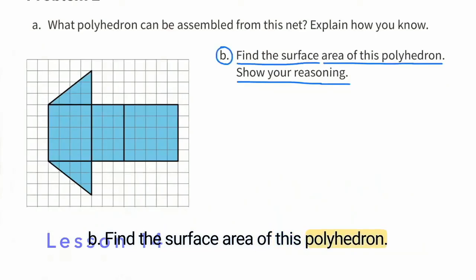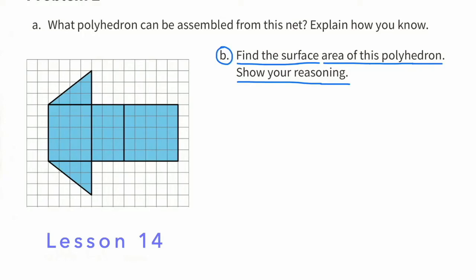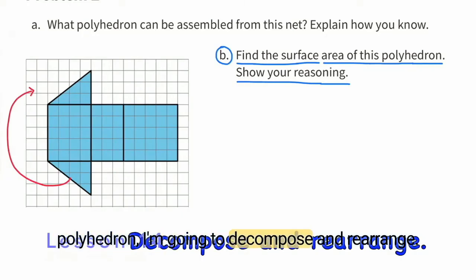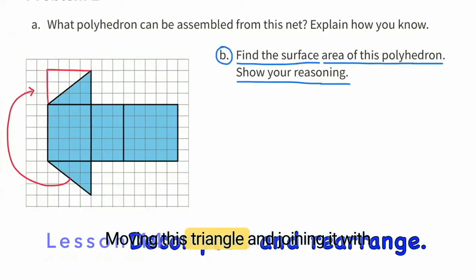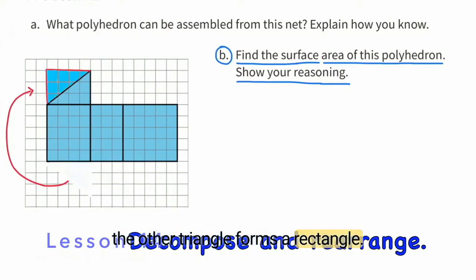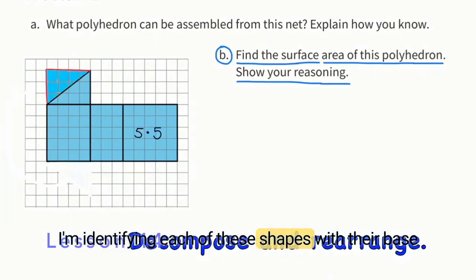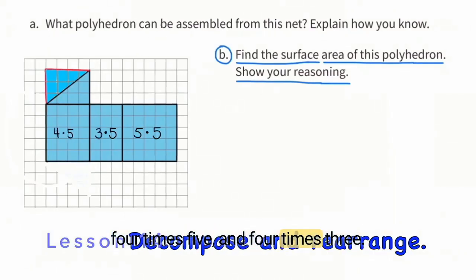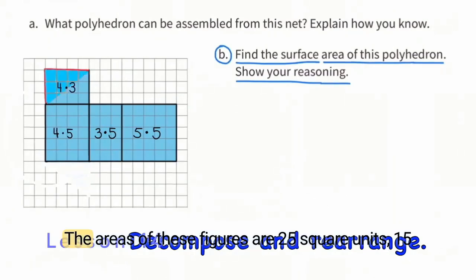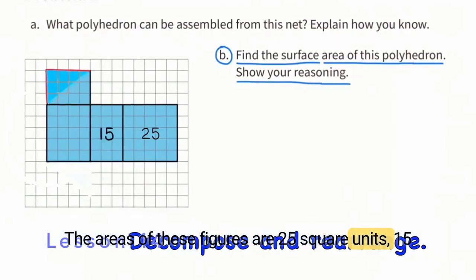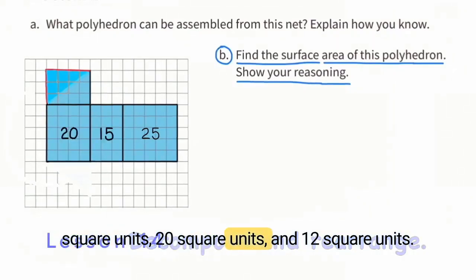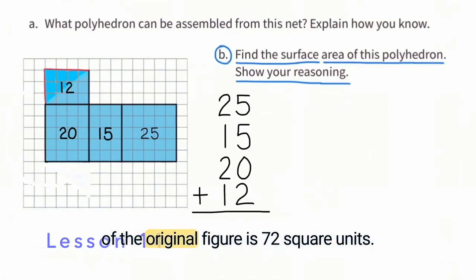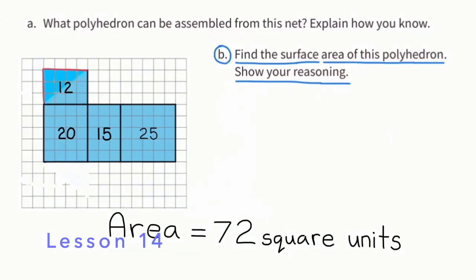Find the surface area of this polyhedron. Show your reasoning. To find the surface area of this polyhedron, I'm going to decompose and rearrange. Moving this triangle and joining it with the other triangle forms a rectangle. I'm identifying each of these shapes with their base times their height. 5 times 5, 3 times 5, 4 times 5, and 4 times 3. The areas of these figures are 25 square units, 15 square units, 20 square units, and 12 square units. Add all of their areas up, and the area of the original figure is 72 square units.